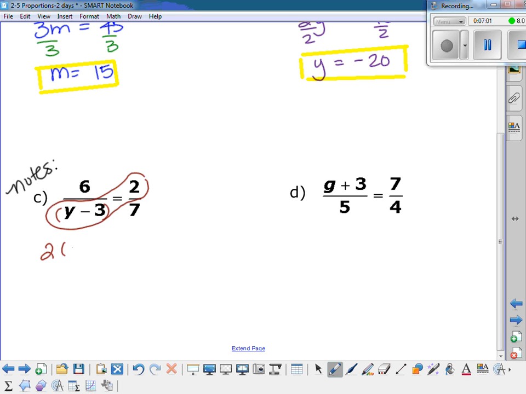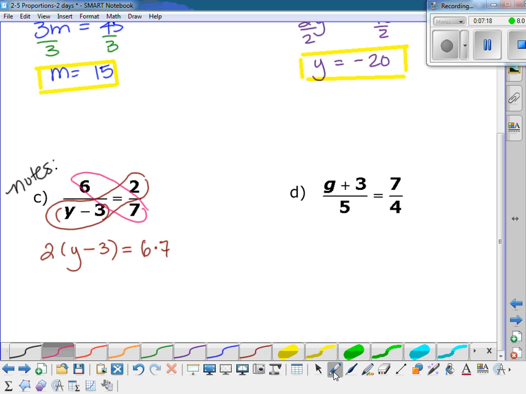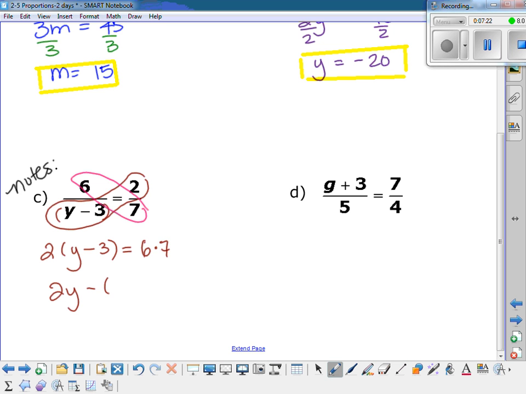So a good way to remember that is to write it in parentheses like that, 2 times (y minus 3). That way you'll remember that you have to distribute. And that's going to equal 6 times 7, our other product here. Okay, so if I distribute my 2, I get 2y minus 6 is equal to 42.